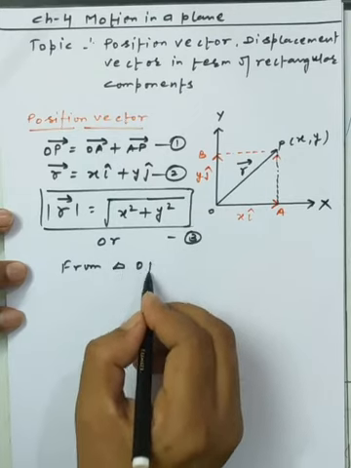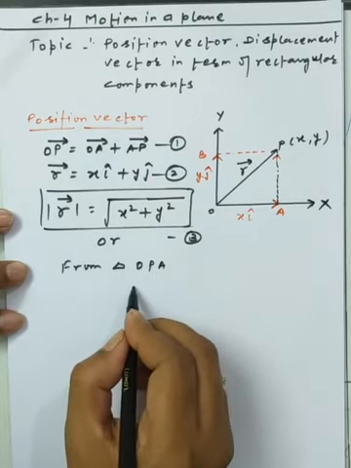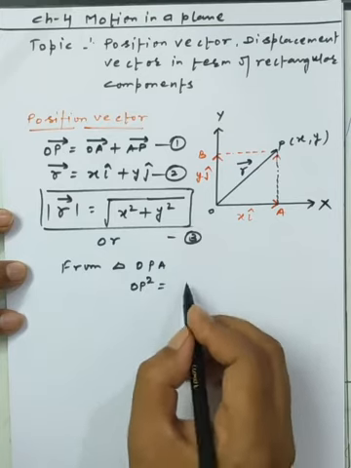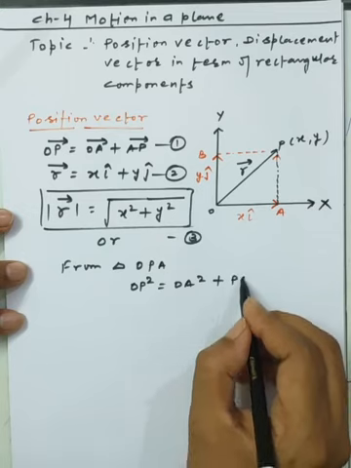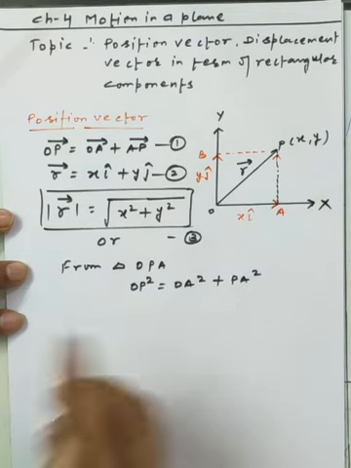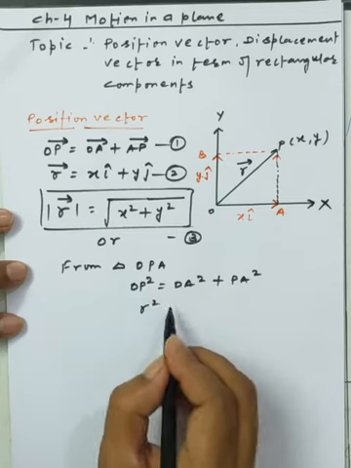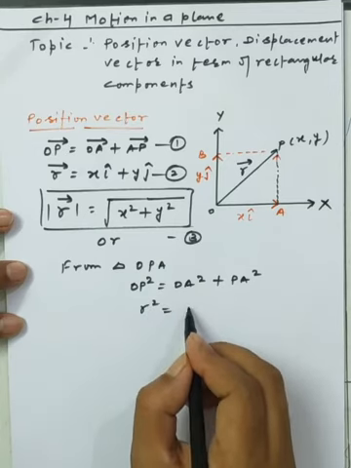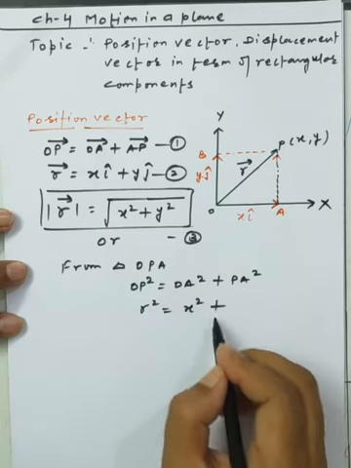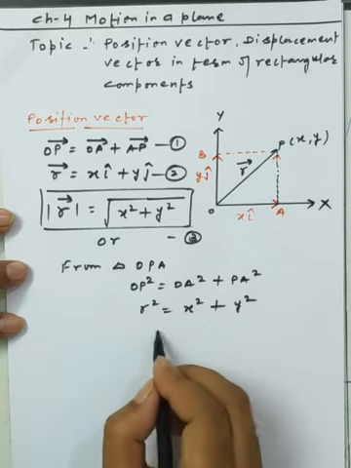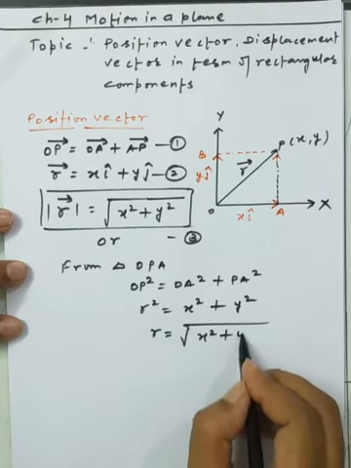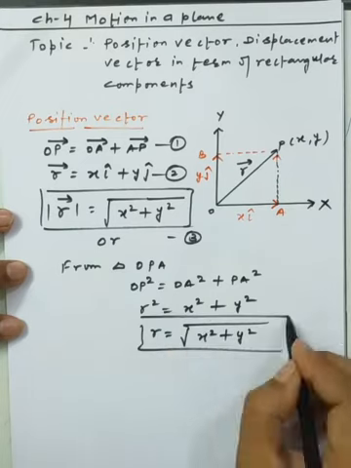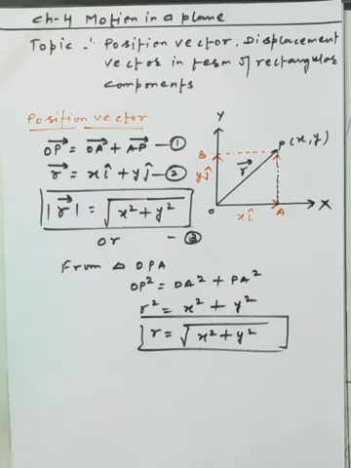From triangle OPA, the hypotenuse square, that is OP square, equals OA square plus PA square. OP is nothing but the R we have. So R square is equal to x square plus y square in the part of the magnitude. This is another method through which we can get the magnitude. So this is the simplest representation of a position vector in terms of the rectangular components.